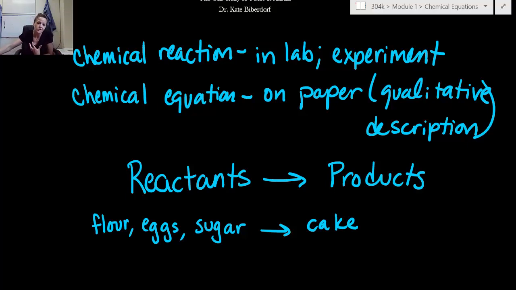Now, I'm not going to get super upset if you mix the two words up, but if you continue on with a chemistry degree, there are certain professors that are very, very on top of this and very stringent, so you might as well get the vernacular down now.